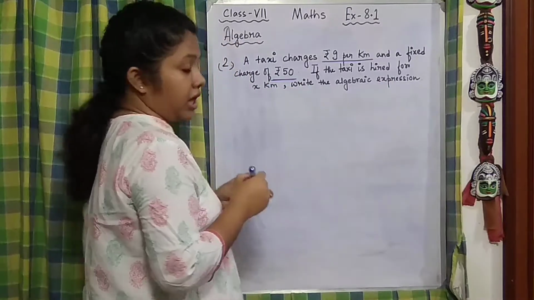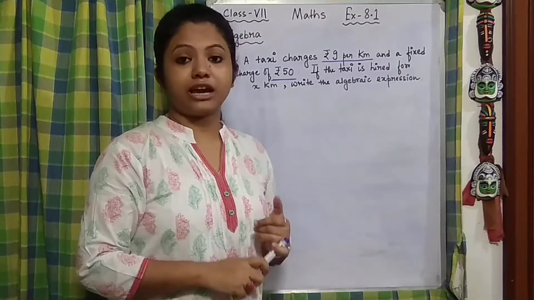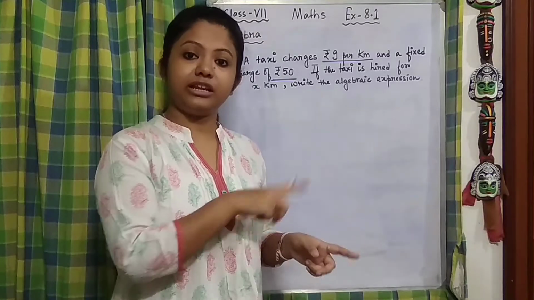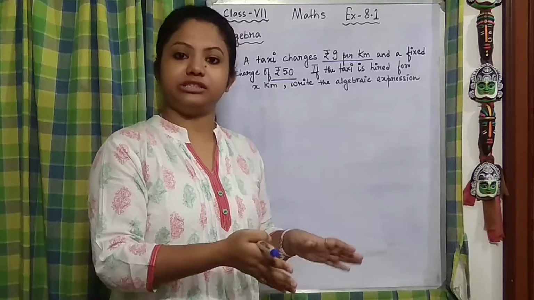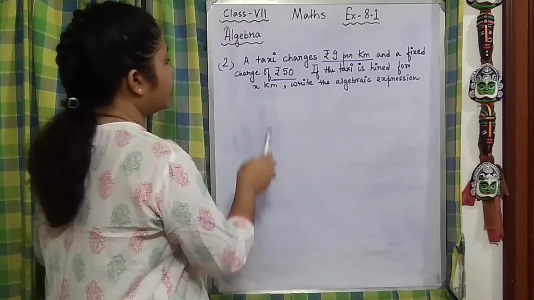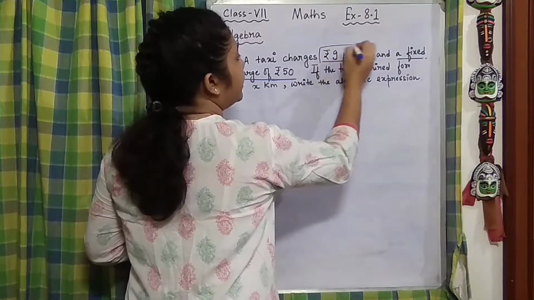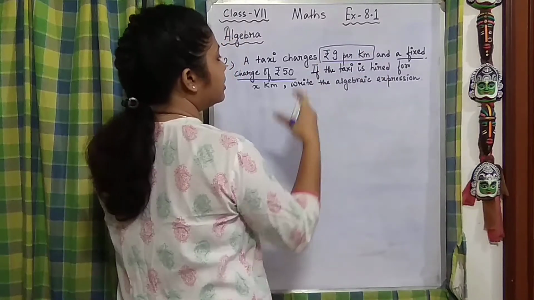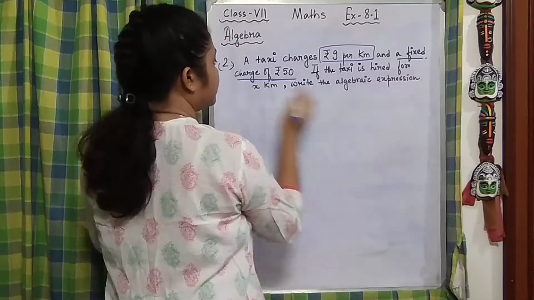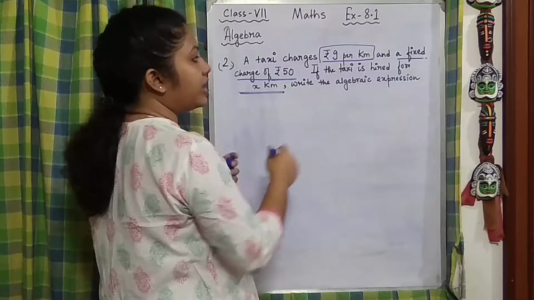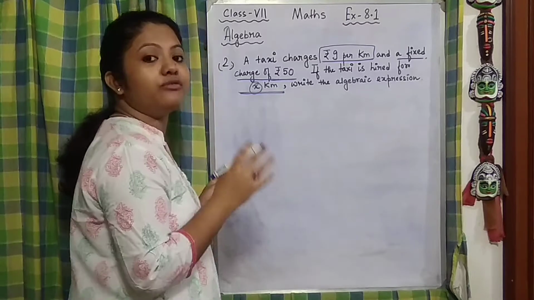That means, see, the taxi driver is charging ₹9 per kilometer. Other than this rate, he is charging what? ₹50 extra over the meter. How much will it cost? Okay, so here there is a fixed charge which will be above the rate. Now, what is the distance it has gone? If the taxi is hired for how much distance? X kilometer. Now we have to write the algebraic expression for that, because here the distance is a variable.